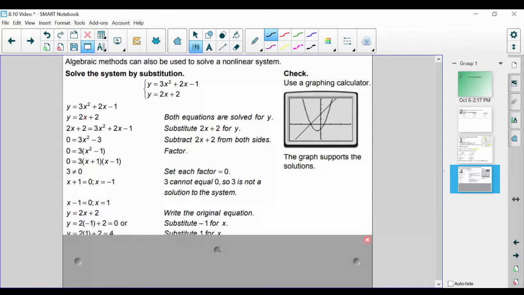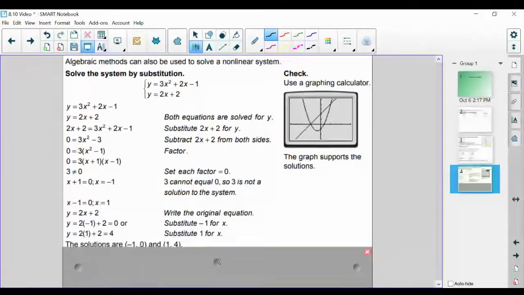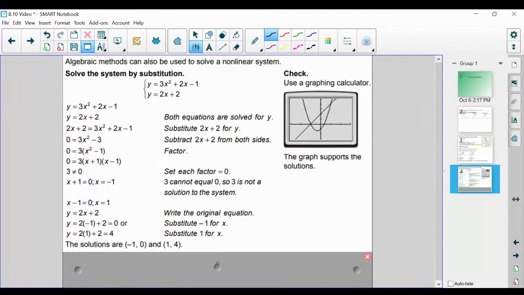Now we're going to substitute into the original equation to get those y values. We end up with (-1, 0) and (1, 4). Now we can use a graphing calculator to check our answers, and it does support our solutions. So we can use these algebraic ways of solving these systems. We went through an example of substitution.